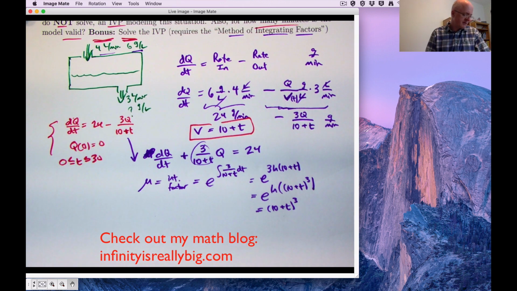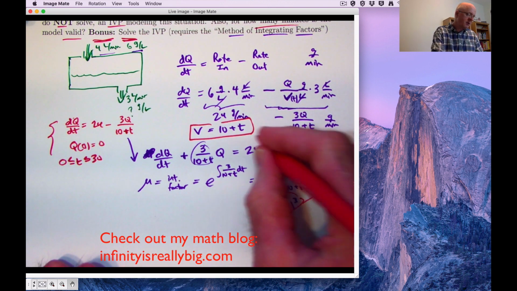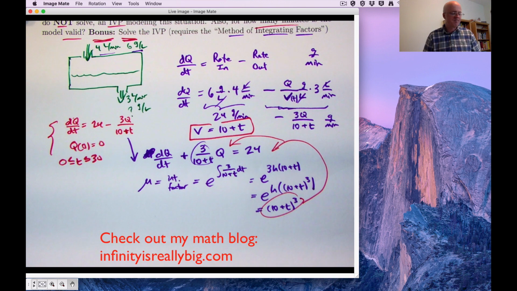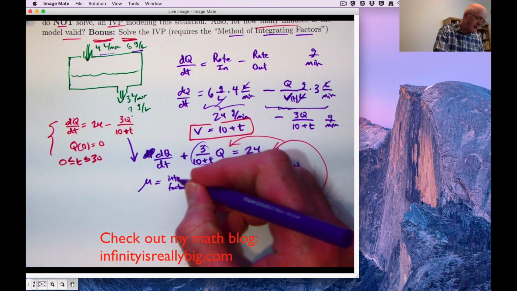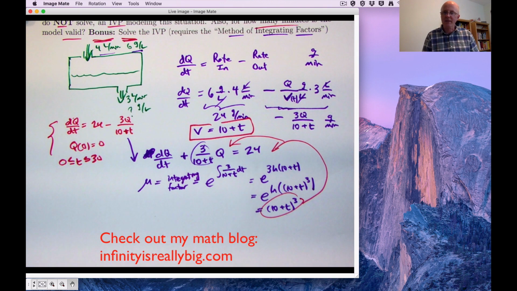What in the world do we use this for? Well, we now take it and multiply both sides of the differential equation by it and simplify. That makes it a factor. Its name is an integrating factor. Should probably put the full word here, integrating factor. It makes it a factor on both sides of the differential equation.